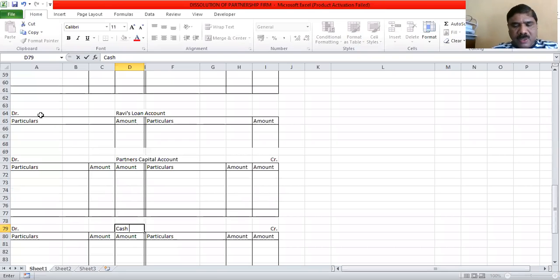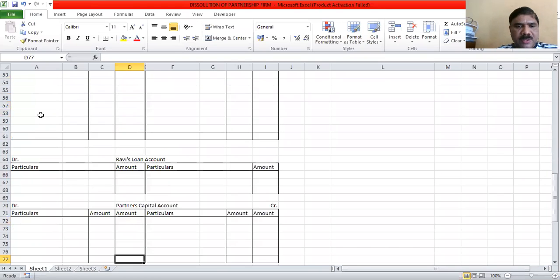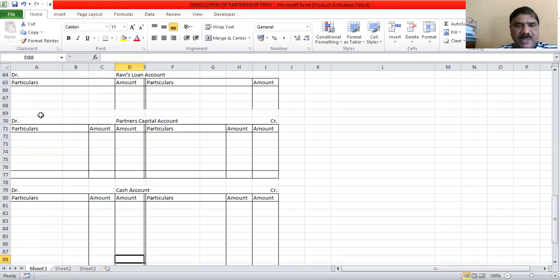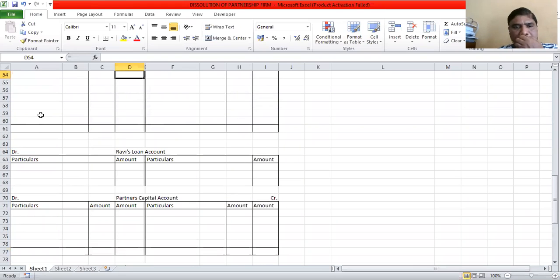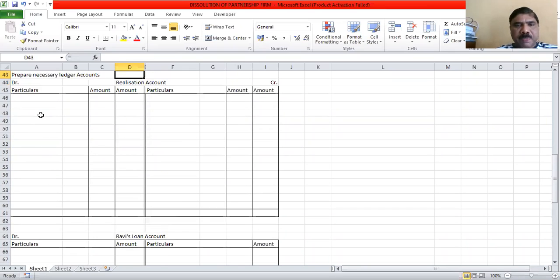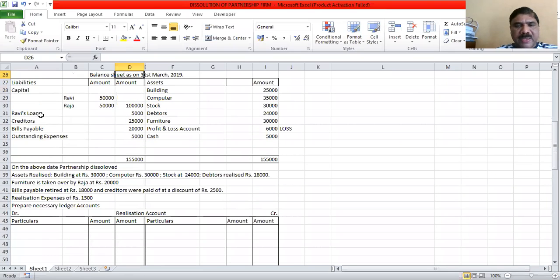Yes, sir. What are all the accounts I prepared now? Sir, we prepared the realization account, Ravi's loan account, partners' capital account and cash account. Now, what is our next step? After preparing the accounts, we first write the balances to the respective accounts.